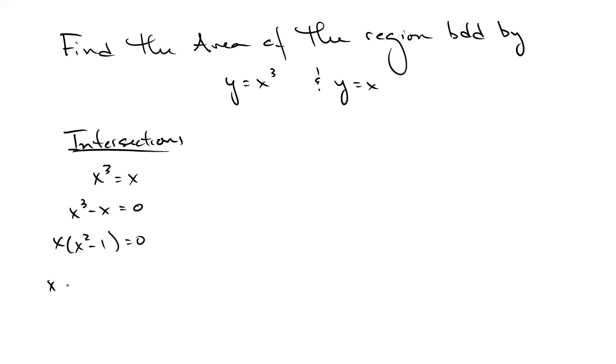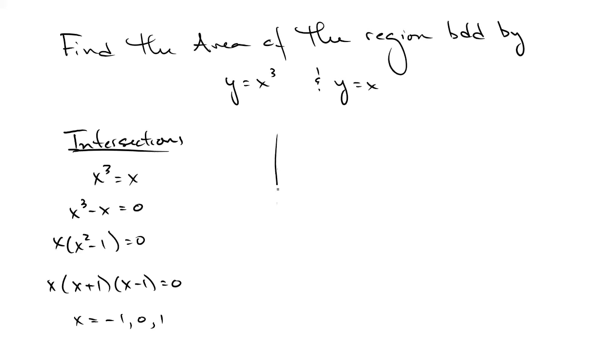Factoring the x squared minus 1, hopefully you recognize that as the difference of squares. We get x times (x plus 1) times (x minus 1) equals 0. And that tells us that x could equal -1, 0, or 1. And those are the places where these two graphs intersect.